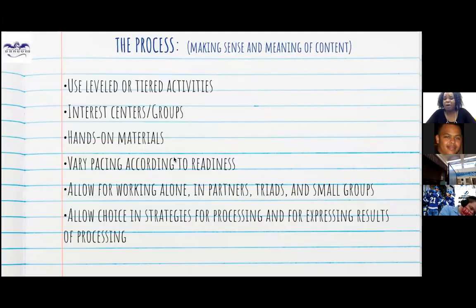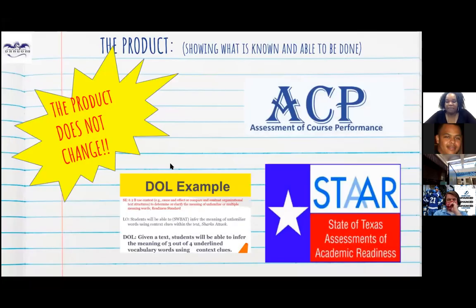When we talk about the process, it's about making sense and meaning of the content. So the question is, how can we make sure that all of our students, regardless of their levels, learn equitably? You use leveled or tiered activities. And when we talk about tiered activities, I'm going to show you what that looks like. Interest in centers or groups, hands-on materials, a variety of pacing with reading. They can either work alone, in partners, groups, and choice and strategies for processing, okay? And so when we look at the product, again, that does not change.